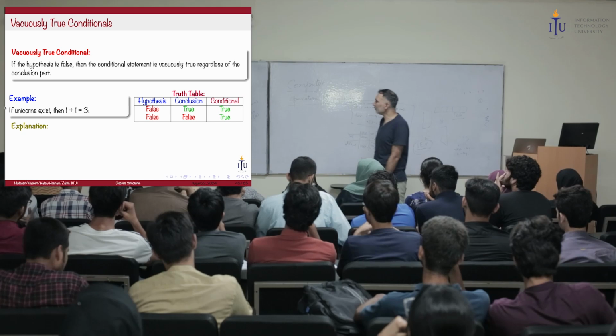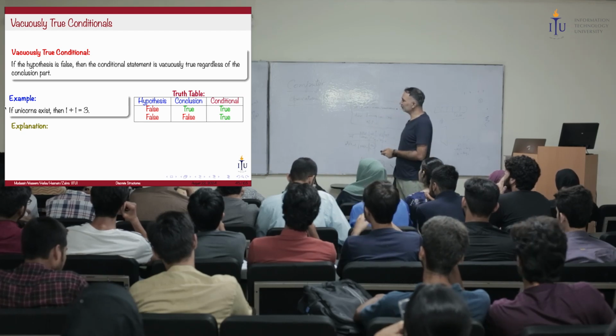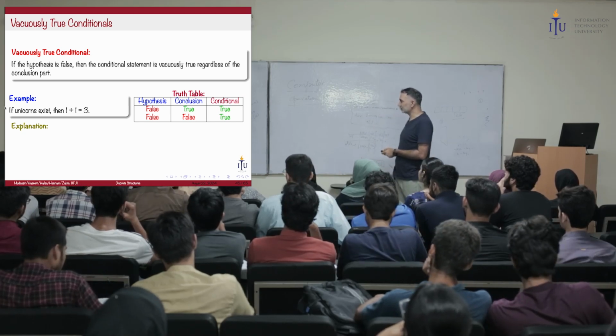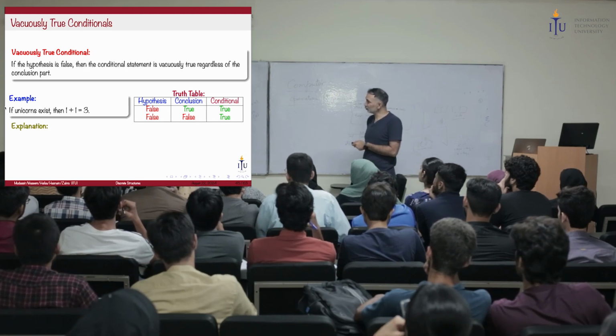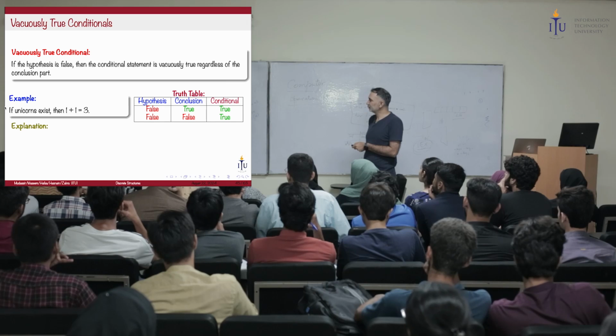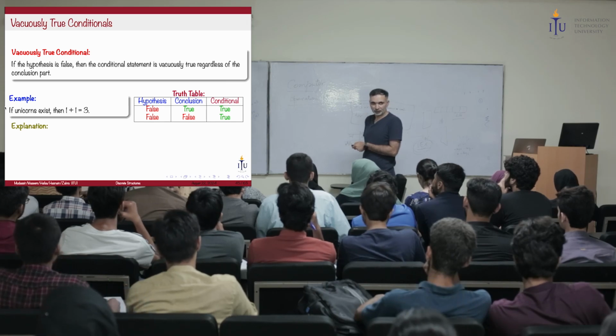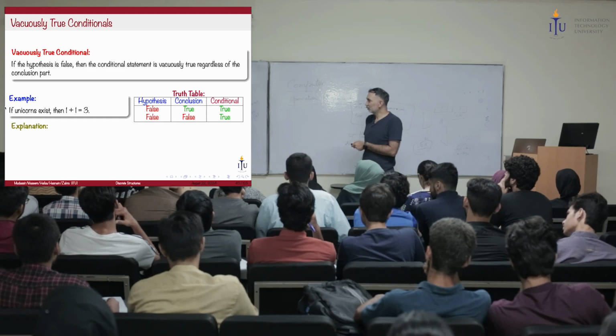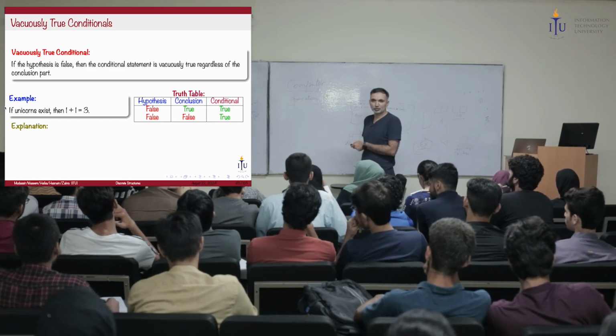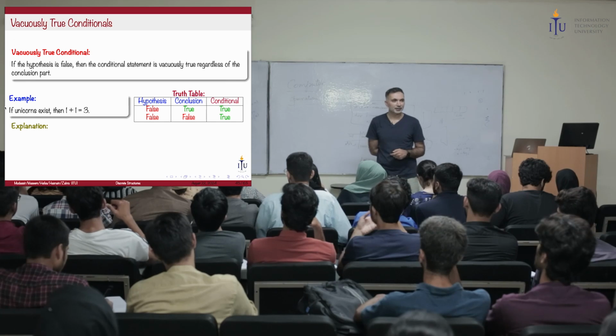Okay? Cool. So here's an example. It says that if unicorns exist, then 1 plus 1 is 3. This statement is true vacuously because unicorns don't exist. Right? If unicorns don't exist, then there's no given that this thing should be true or should not be true. You guys think?